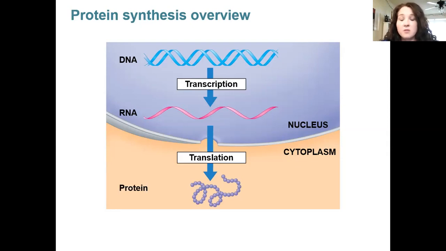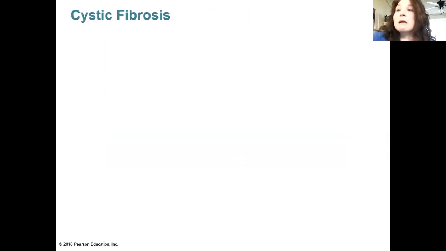Prokaryotic cells can also do protein synthesis, even though they don't have a nucleus, and they do it in much the same way, but they just don't have a nuclear membrane keeping the DNA separated from the rest of the cell. So for the rest of our time, we're going to focus on eukaryotic cells, the ones with nuclei, not nucleuses.